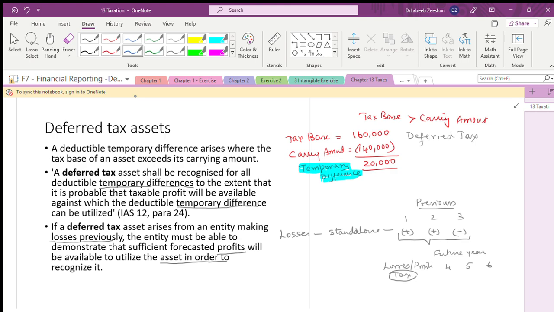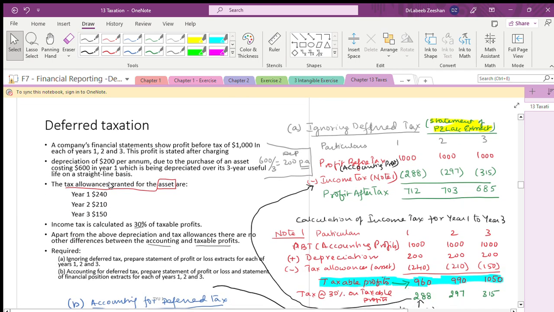A deferred tax asset arises when the entity has made losses previously. Whenever there are losses, we are not supposed to pay taxes on them. The entity must be able to demonstrate sufficient forecasted profits in order to utilize the asset. This is where we are talking in terms of deferred taxation.